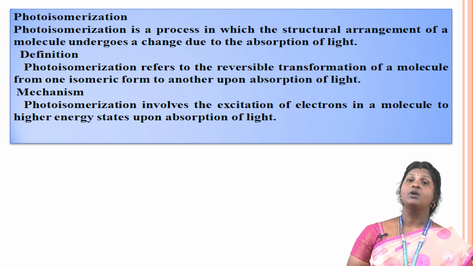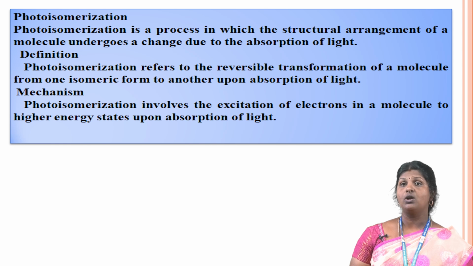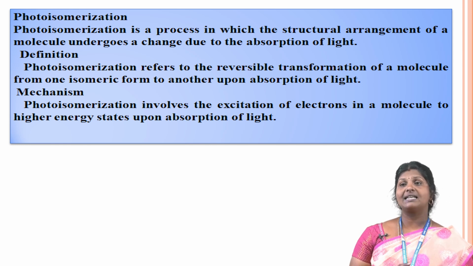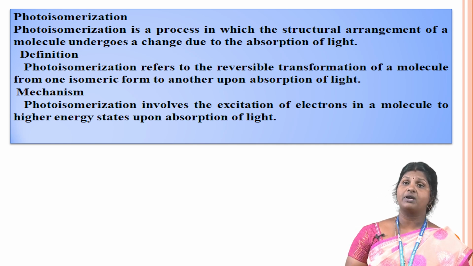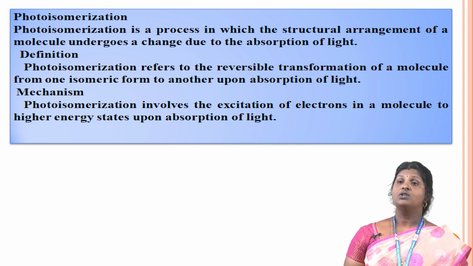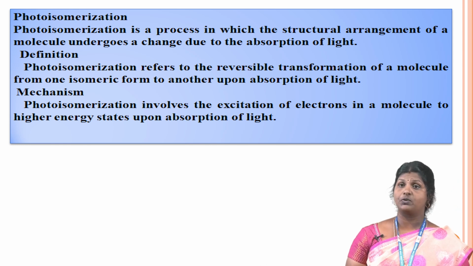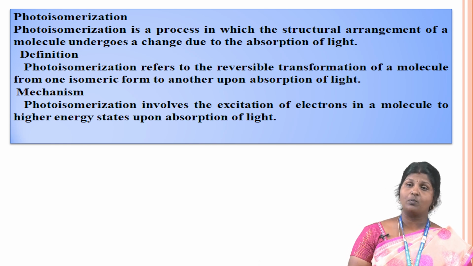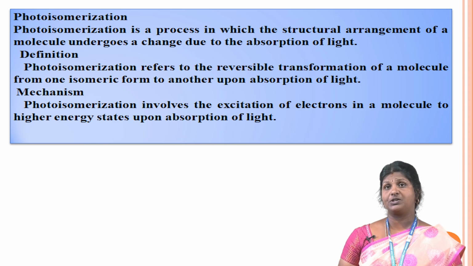The mechanism. Photoisomerization involves the excitation of an electron in a molecule to a higher energy state upon absorption of light. This energy can induce conformational changes or rearrangement of bonds within the molecule. So, the excited molecule then undergoes isomerization to a different structural form. The process is often reversible, meaning that isomers can revert to their original state under specific conditions.